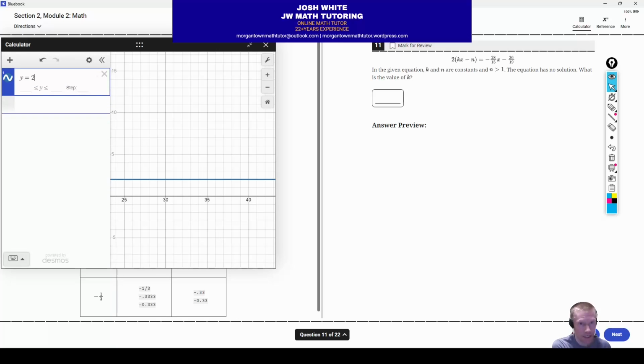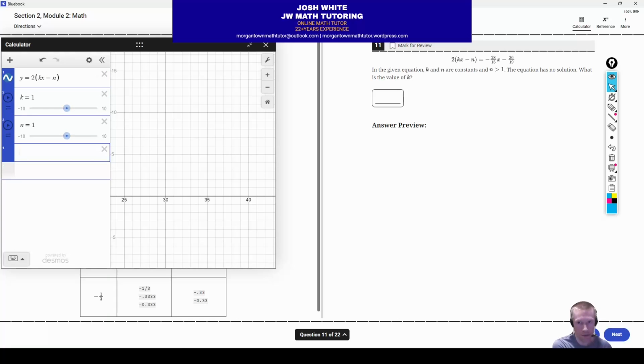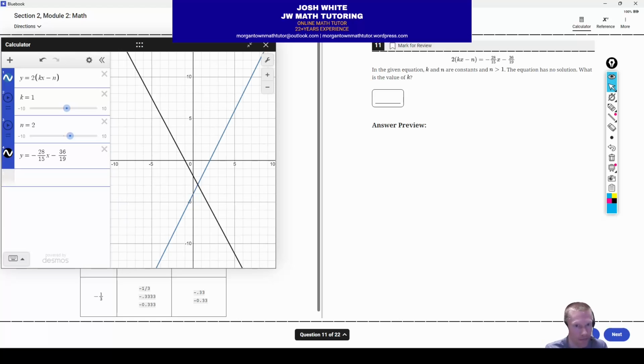So I would graph the left side. I would add sliders for all of them right now. I'll come back to them in a second. I would graph the right side. Now n has to be greater than 1, so just set the slider for n equal to 2. It doesn't really matter. All right, here are my 2 lines. For no solution, I need these 2 lines to be completely parallel. So now I'm going to change my values of k. Notice when I increase them, even if I jump this up to 50, they're not getting parallel. It's just getting really steep, but it doesn't flip the other direction so it's parallel.